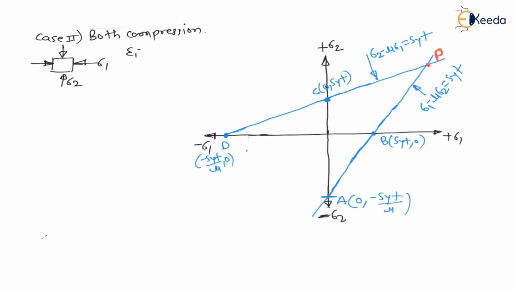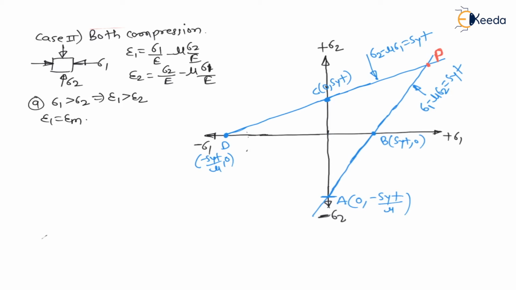Now we already know E1 is equal to sigma 1 by E minus mu sigma 2 by E, and E2, that is strain along 2, is equal to sigma 2 by capital E minus mu sigma 1 by capital E, right? Now if I consider sigma 1 is more than sigma 2, then definitely E1 will be more than E2 under compression. Therefore E1 is E max, right?